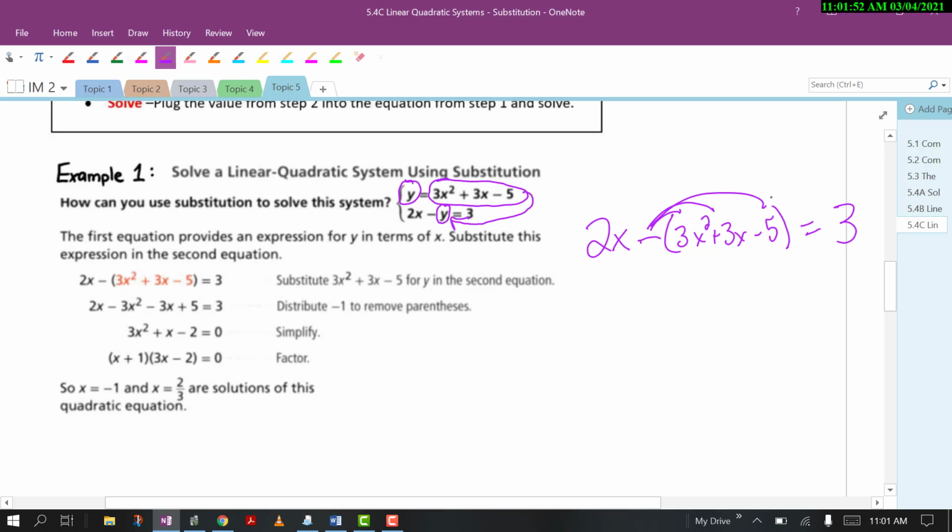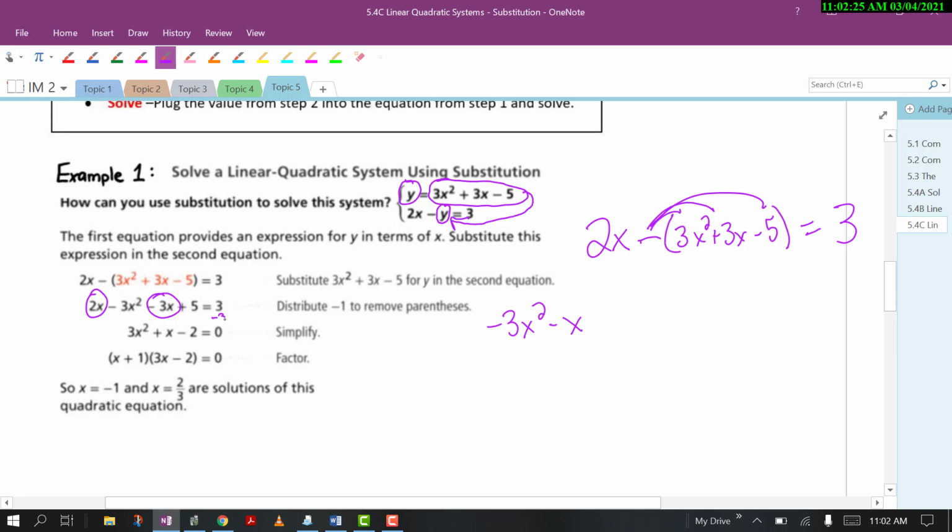And then what I usually have us do is distribute the negative, because we're subtracting all three of those terms. So we get a negative 3x squared, a negative 3x, and a positive 5 equals 3. So now we'll combine our 2x and negative 3x to get negative x. Oh, I see what they did. So if we're looking at that, we've got 3x squared. We add up those two like terms, we get negative x.